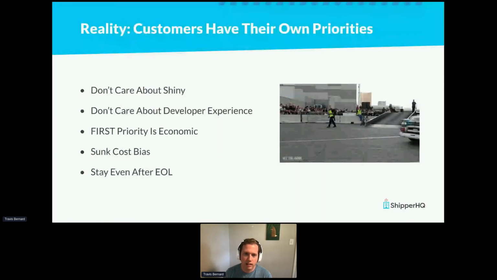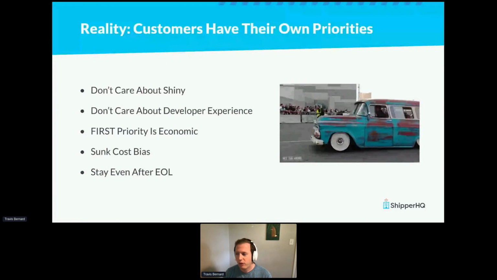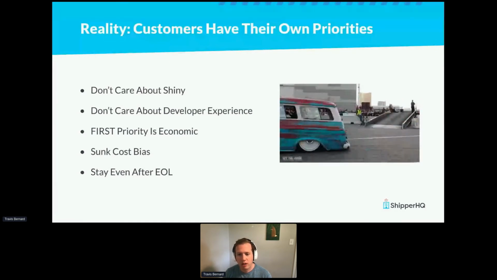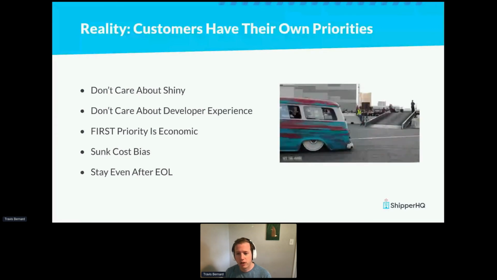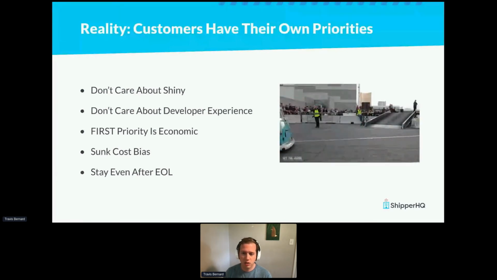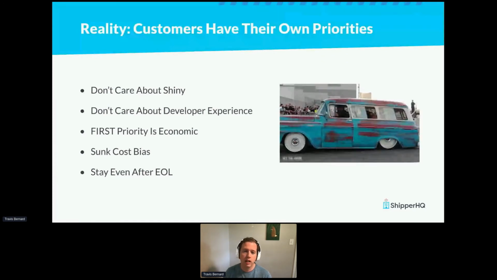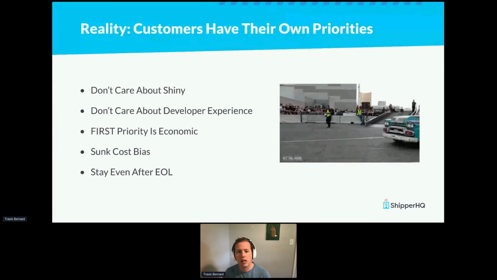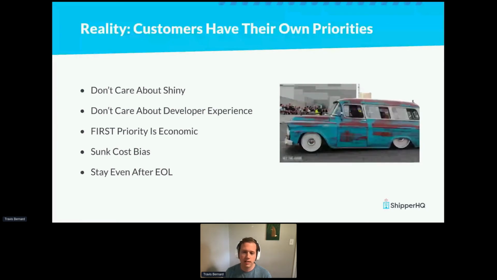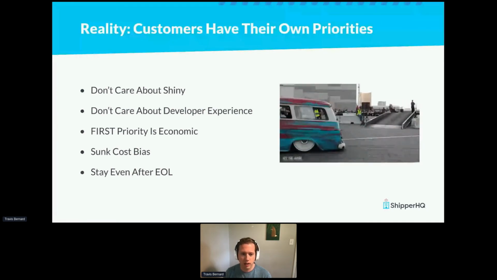But the reality is that our merchants have their own priorities. I was talking to Thayer before the session started. I used to work for a merchant. Only 10% of the company revenue was online. So when they were using Magento, they didn't need a new version. They didn't care if it was shiny. My bosses didn't really care about my developer experience because it was 10% of the company revenue. The first priority for any merchant is economic. They're selling product to make money.